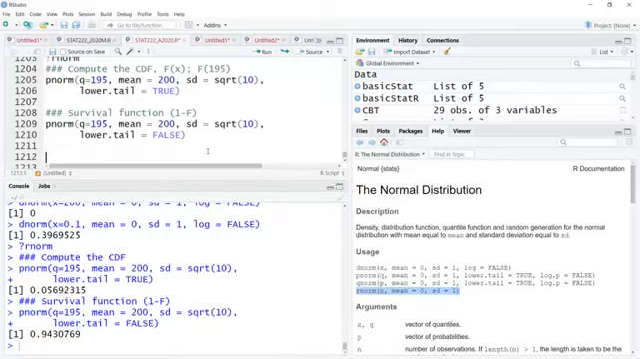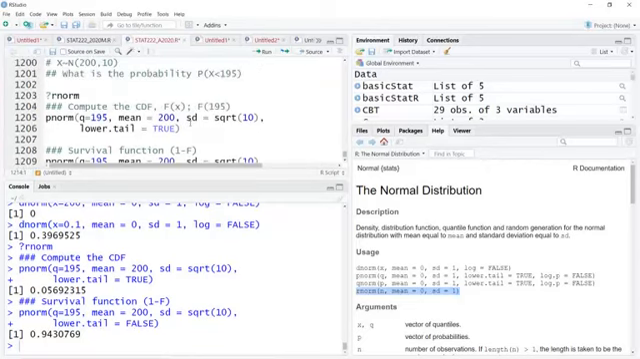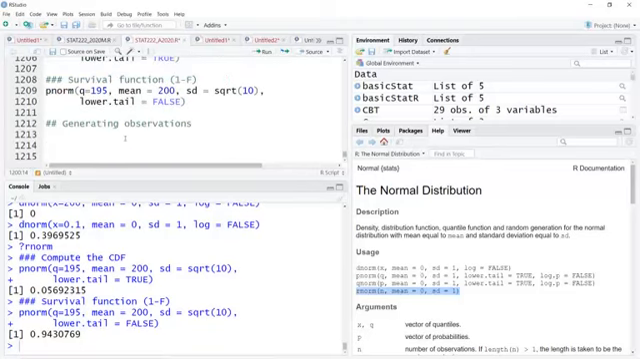Okay. Now, generating observations. So if I know that a certain phenomenon follows a normal distribution with mean 200 and variance 10, then I can generate observations from this distribution.